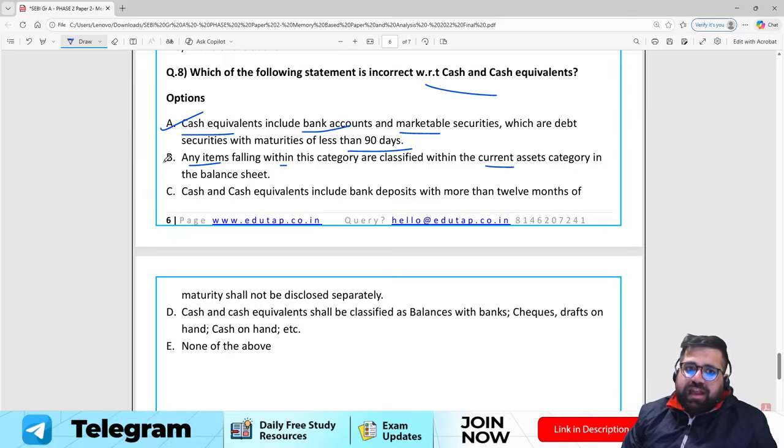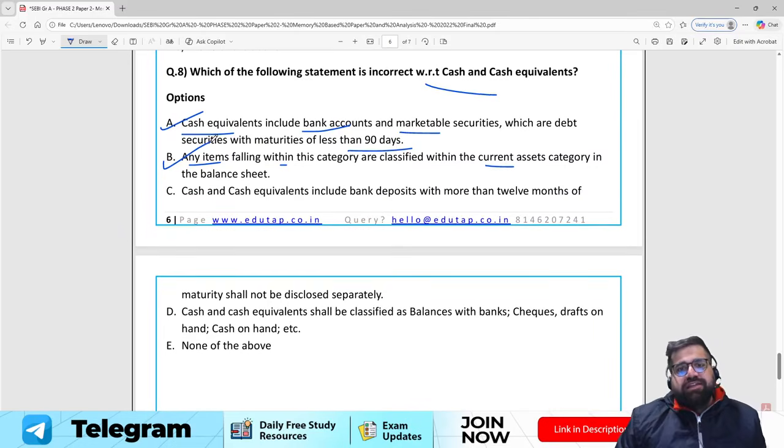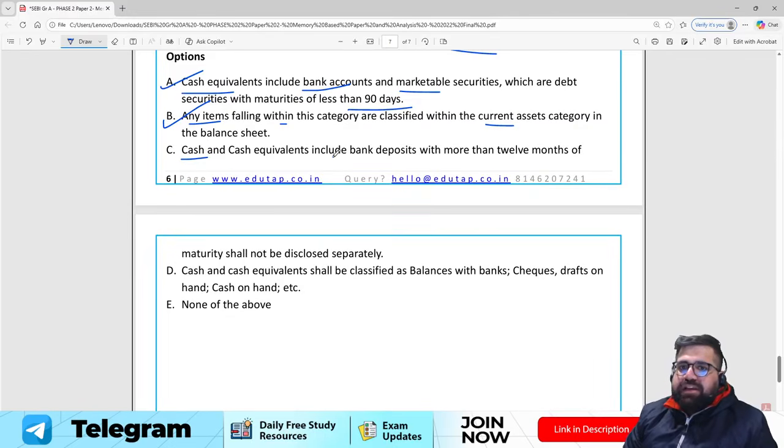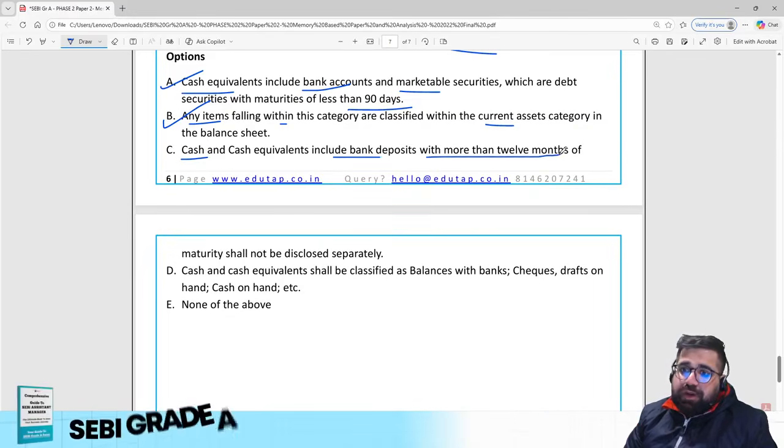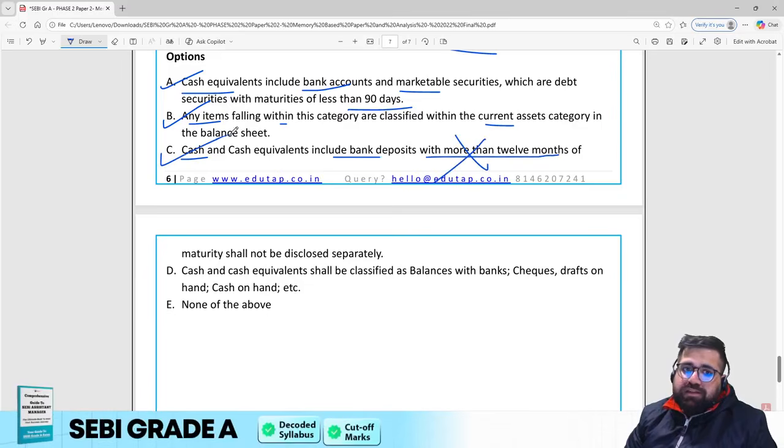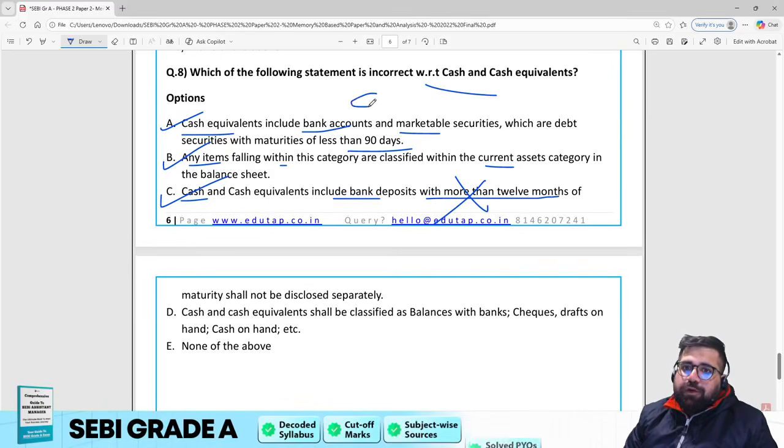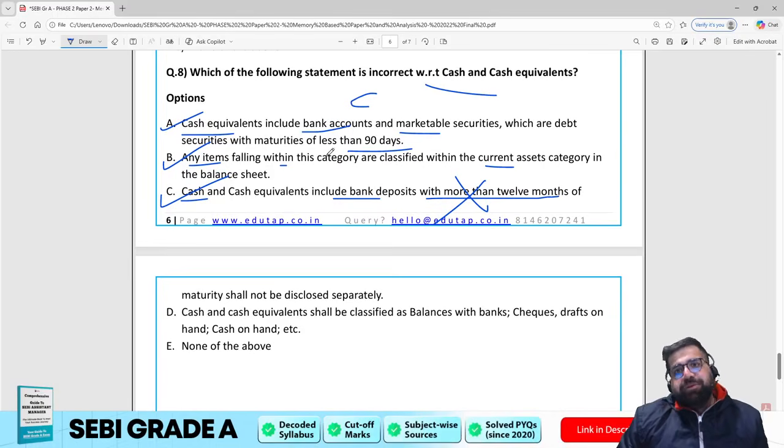So the cash and cash equivalent is definitely a current asset. Cash equivalents include bank deposits with more than 12 months. No, no, no. So my answer will be option number C, because option number C is the incorrect one.